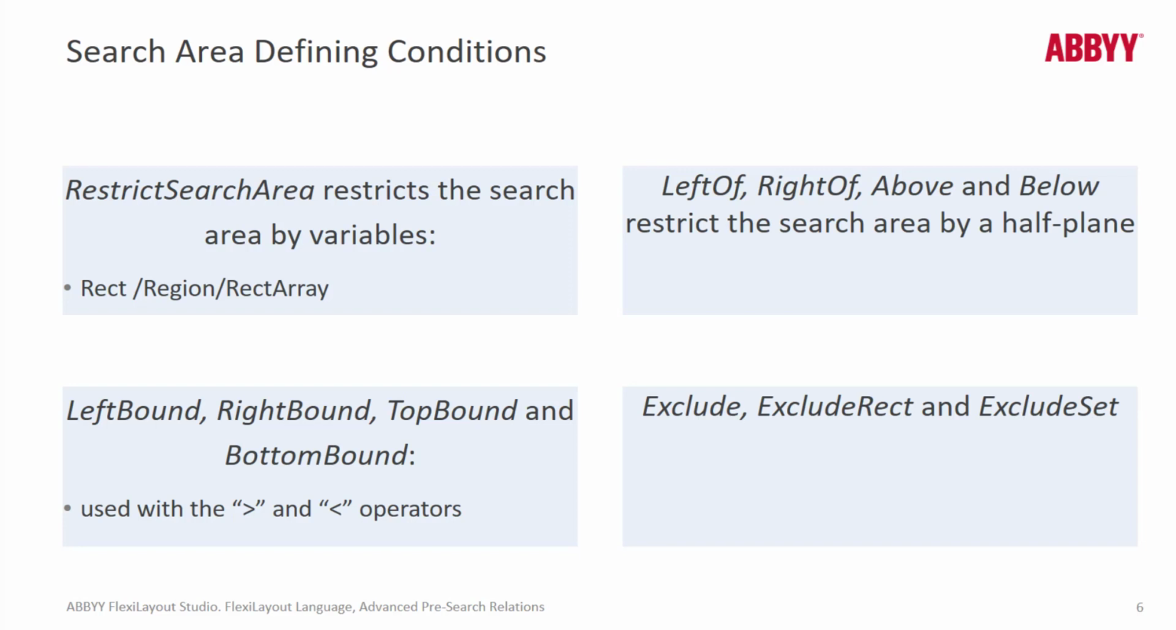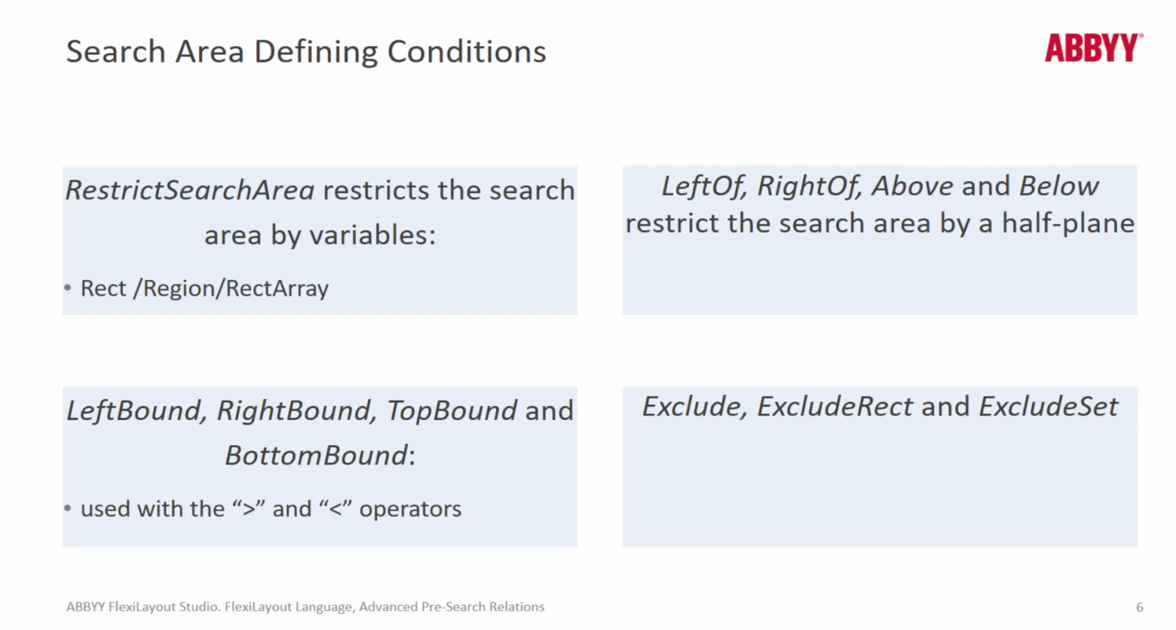And we can use FlexiLayout language functions such as left of, right of, above, and below to restrict the search area by combining a series of half planes to define a rectangle. And of course you can do that with a GUI, but you can certainly do that with FlexiLayout language as well.